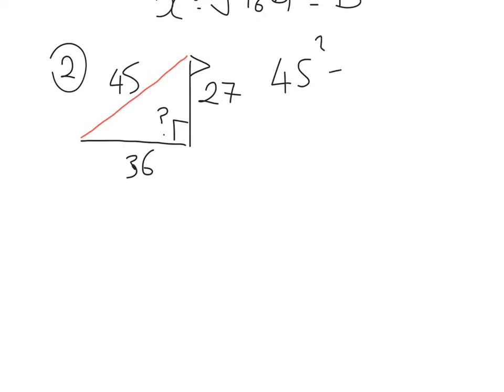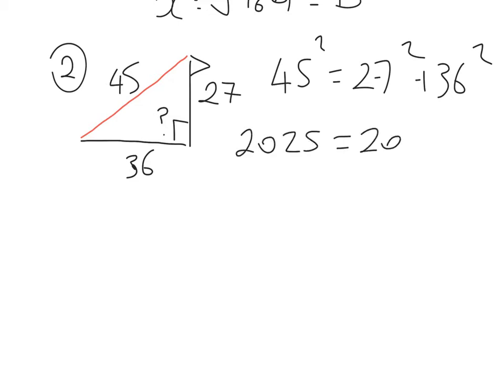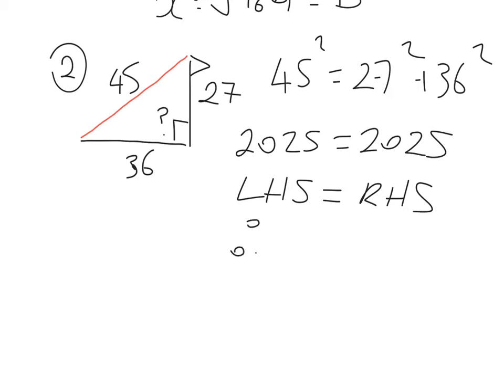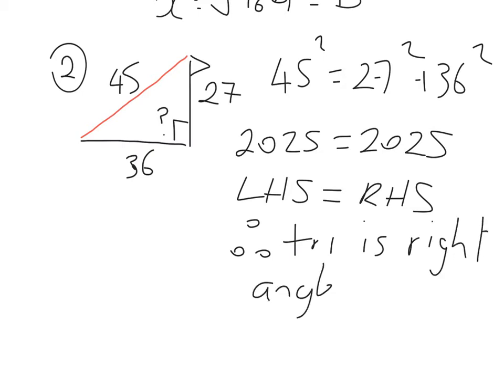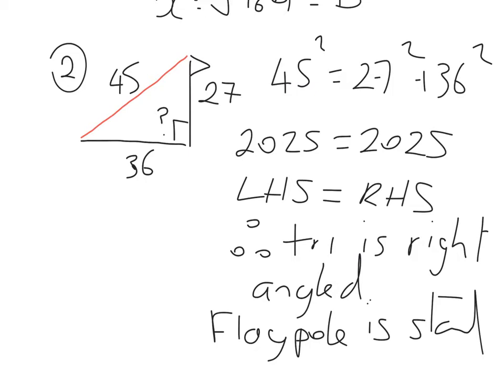45 squared equals 27 squared plus 36 squared. That'll give me 2025 equals 2025. Now we can see there that Pythagoras worked. So left hand side equals right hand side. Therefore, triangle is right angled. And if the context of the question was something to do with the flagpole, we'd maybe say something like the flagpole is standing vertically.